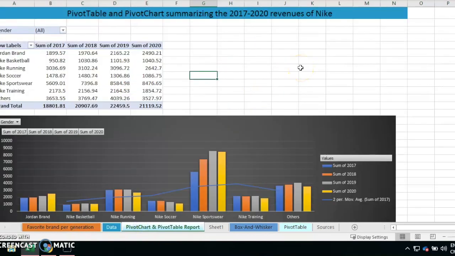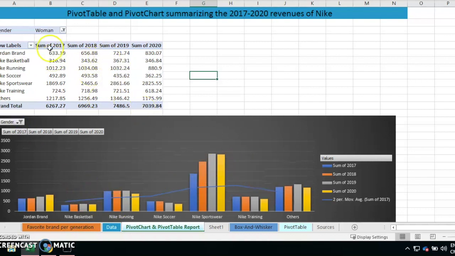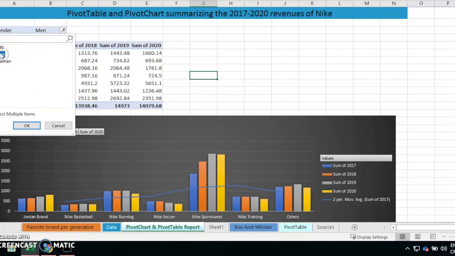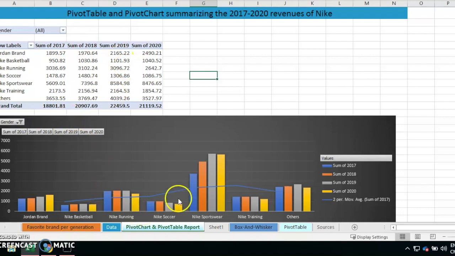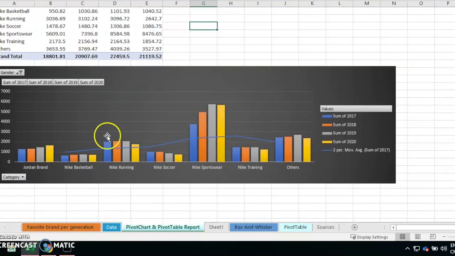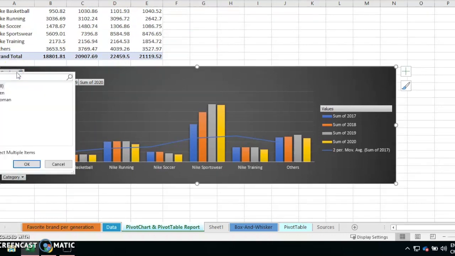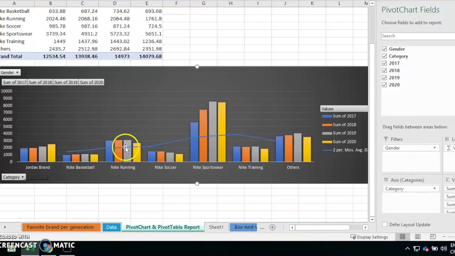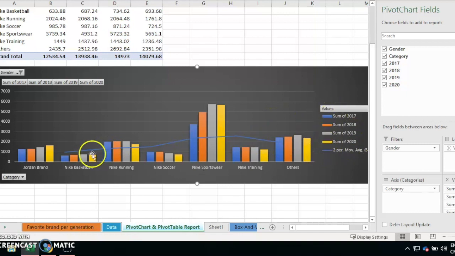But after, if we go into pivot charts and pivot tables, this is what we want for today. So here we have the sum of the revenues for 2017, 2018, 2019, and 2020 per brand. So what you could do here is, for example, you want only the sum for the women. So the numbers have changed and the graph has changed as well. But here you could say, I want men. And everything is going to change as well. So if you want all, the data is also going to change. So for the men, you could really see what the pattern is, and which brand of Nike is best in what year, so where to focus the attention.